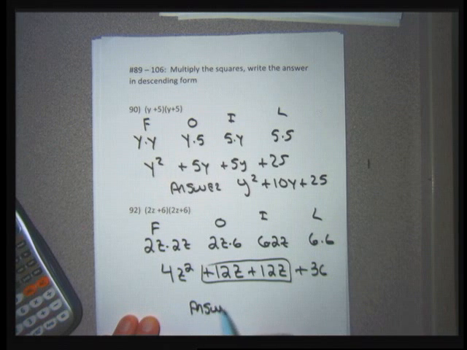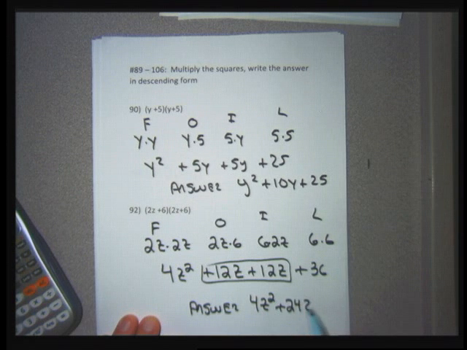So you can only skip the outers and the inners when the signs are different and the parentheses are exactly the same other than the signs. But if the signs are the same, you're locked into doing the foiling again.